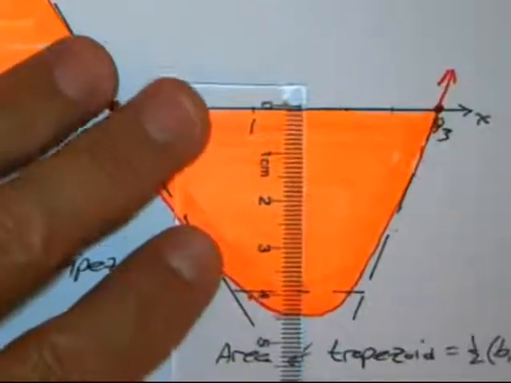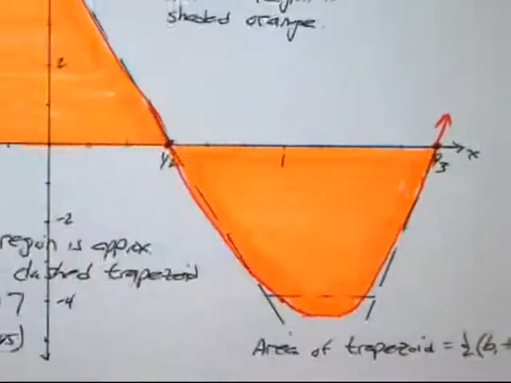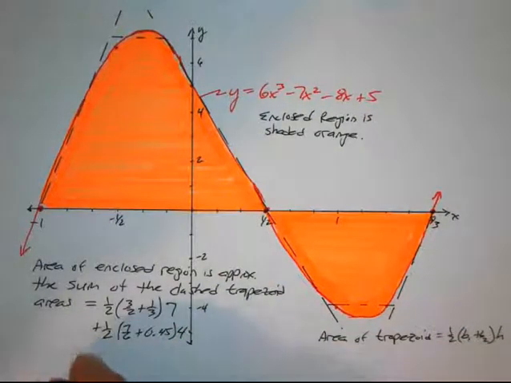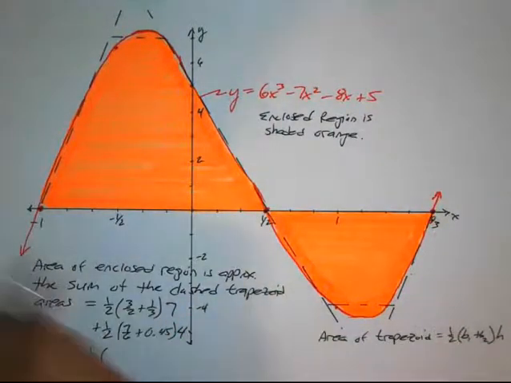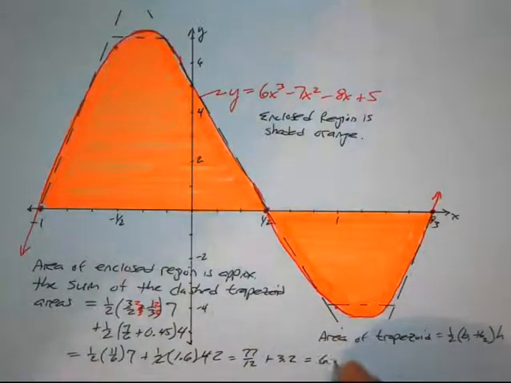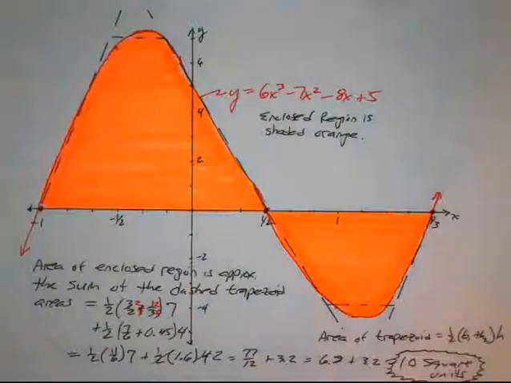The altitude of this, very close to 4. Okay, and let's work this out a little further. And we're up to about 10. Okay. 10 square units. Okay, very good.